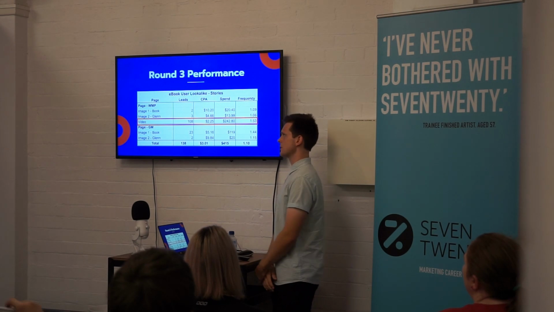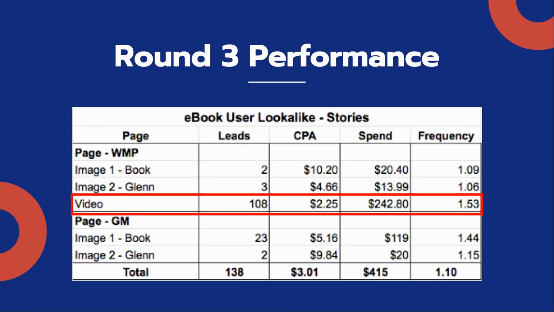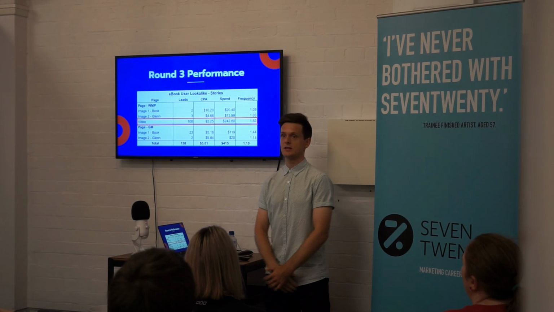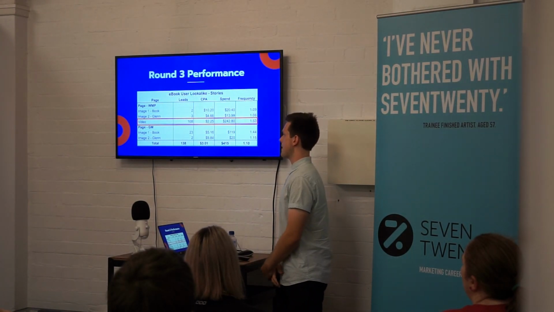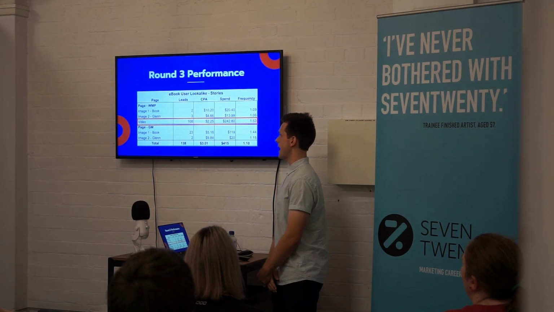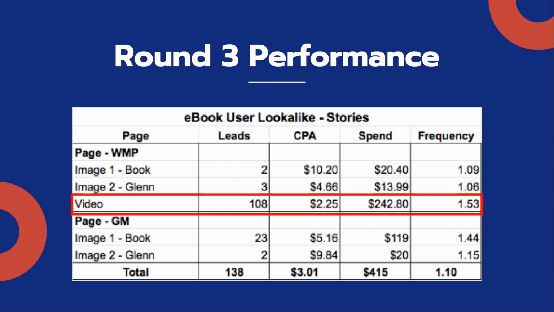But again, the data we really wanted to pull out was this. The video ad generated 108 leads out of 138 in total, and the average CPA was 225 on that one. So it was actually lower than the Facebook ad set as well. That was by far the top performing one. Any other placements or ad variations were much more expensive. You can see that there are some that are $10, $9. And again, we just weren't going to waste our time pursuing those.